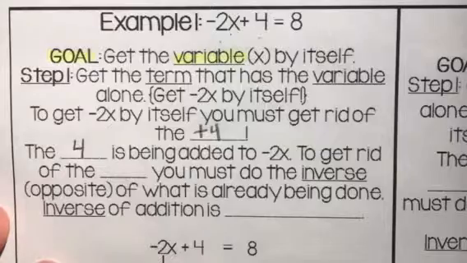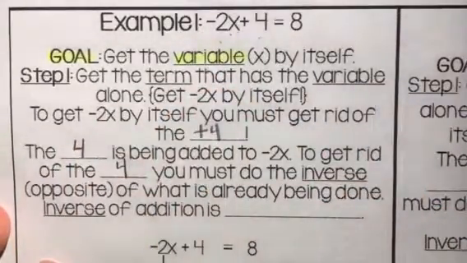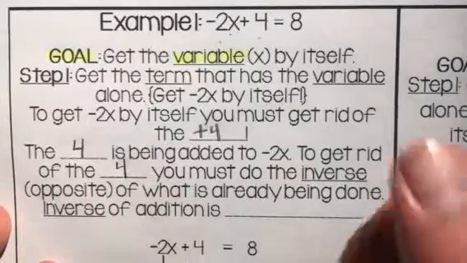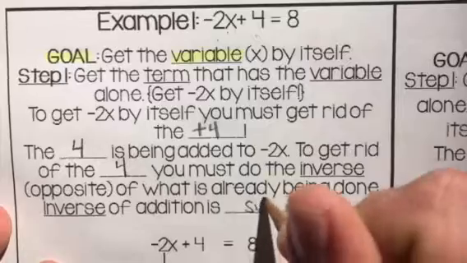And we know to get rid of the 4, you must do the inverse, which is the opposite of what is already being done. So the inverse of addition, because it's a plus 4, is subtraction.